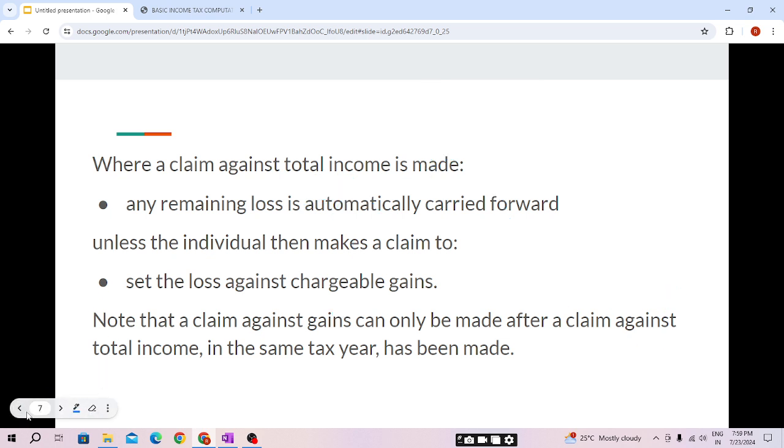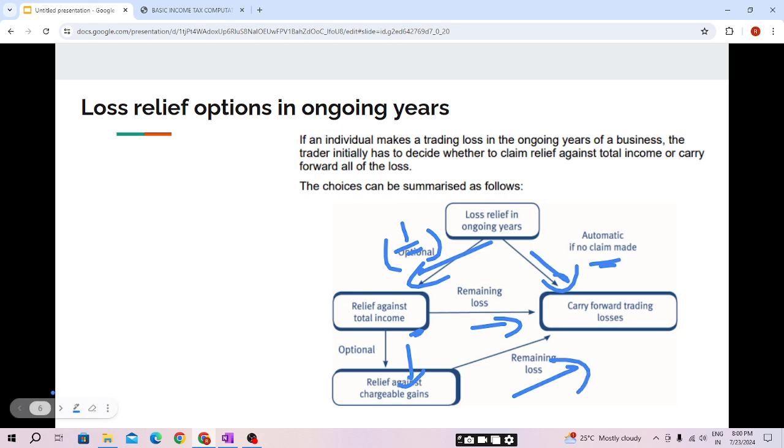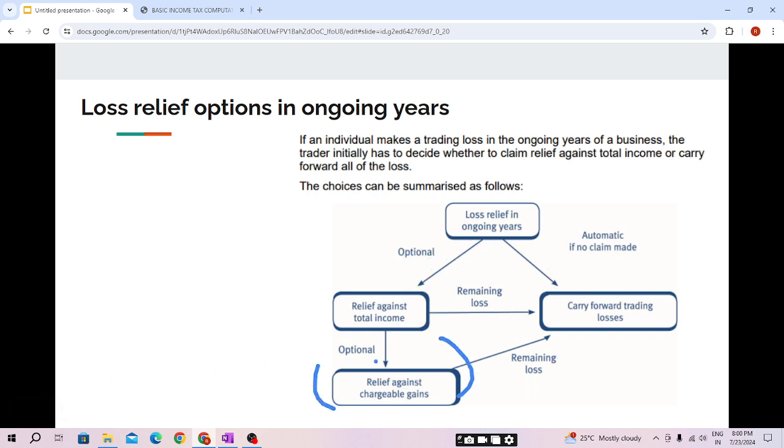So we have seen how we can claim the loss. We have two options, option number 1 and option number 2. Option number 2 will automatically apply if option number 1 is not chosen by the individual. Option number 1 says to set off the loss against the total income of that year. If further loss is there, you can carry forward. If the individual makes the claim to set off the loss against the chargeable gains, then set off against the chargeable gains. Then if any further loss is there, we can carry forward it. But to make a claim against chargeable gains, first we need to make a claim against the total income.